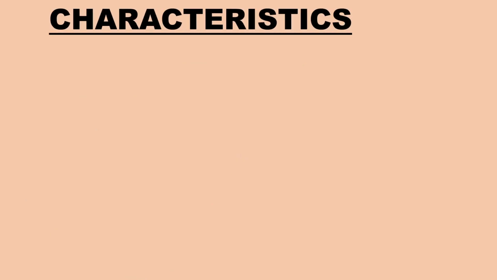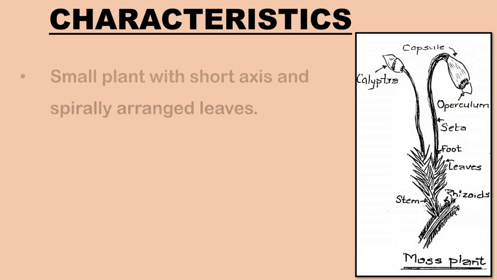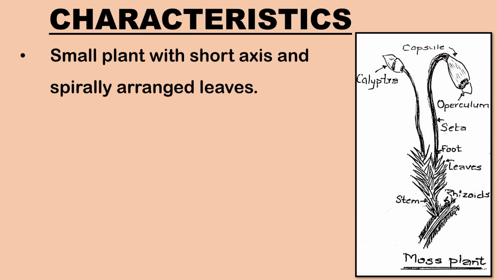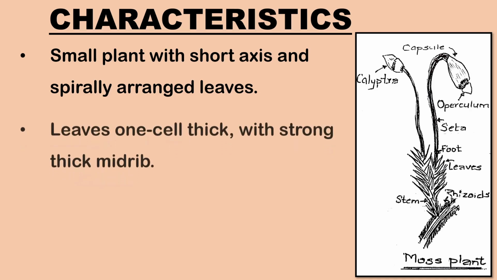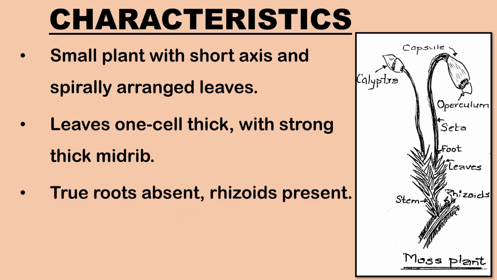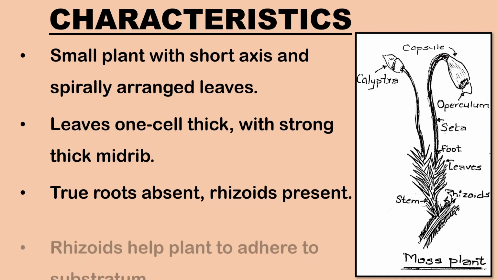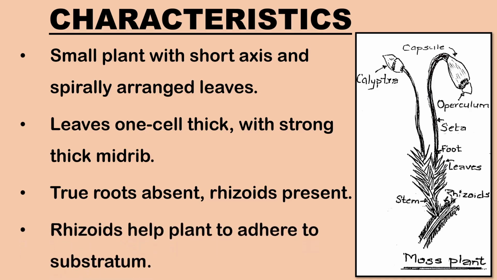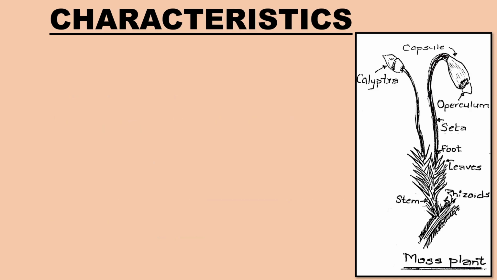Now, let us look into the characteristics of mosses. A moss plant is small, simple, with a short axis and spirally arranged tiny green leaves. The leaves are generally one cell thick and have a strong, thick midrib. True roots are absent. There are several multicellular branched structures called rhizoids, which perform the function of roots. The rhizoids help the plant to adhere to the substratum.